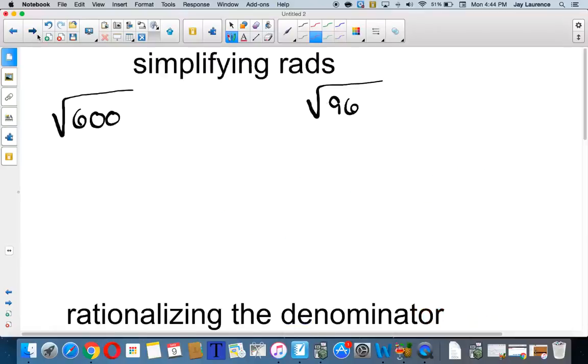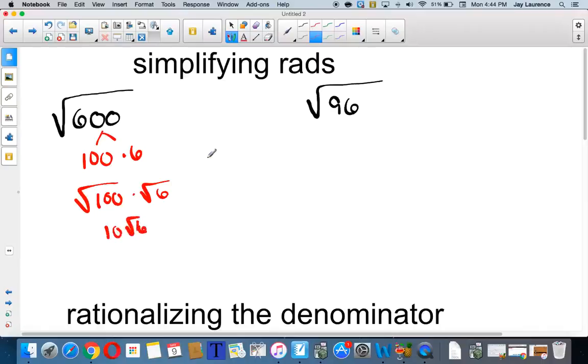All right, so let's go to the next problem, simplifying rads. Remember that to simplify these, you want to break the number down into the largest perfect square factor that it has. For example, I would break 600 into 100 times 6, and I would rewrite it as the square root of 100 times the square root of 6, which would be 10 rad 6.